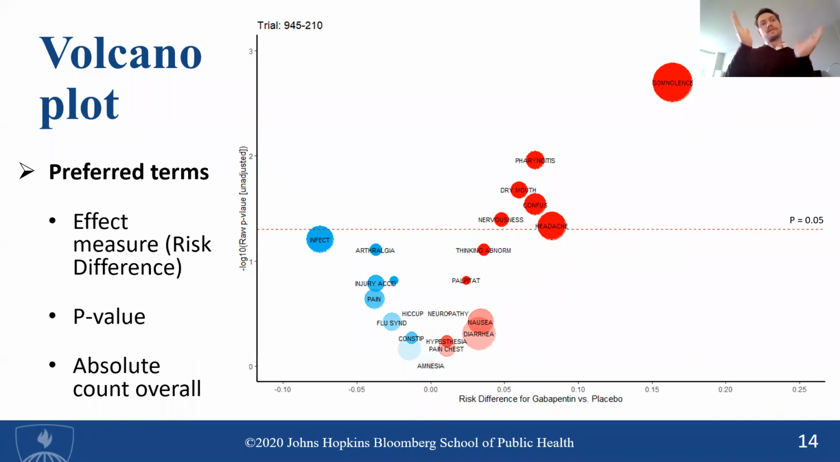So you can see there's this V, and that makes sense. At that V, you've got 0, which is no effect. To the right of that are harms that are more common among gabapentin. To the left are harms that are more common in placebo. That's also codified by color. And then the size of the bubble is proportional to the total number of events, so the total number of events in both arms that were captured.